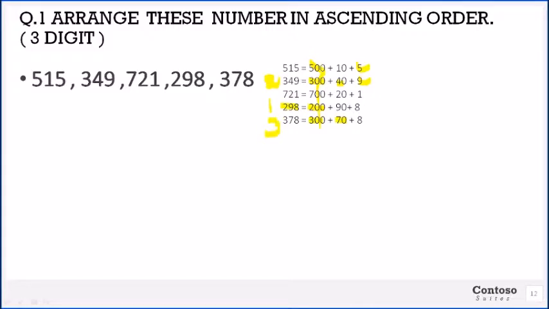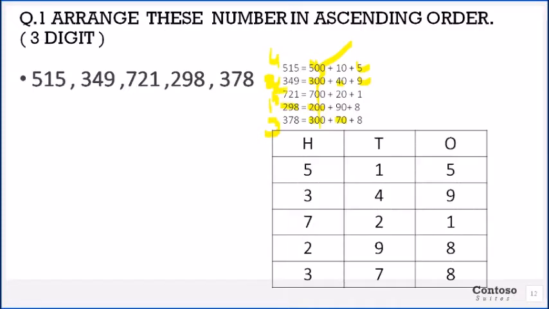And now there are two numbers left, that is 500 and 700. Among 500 and 700 we know 500 is the smaller one and 700 is the larger one, so 500 will come in the fourth position and 700 will come in the fifth position. We can arrange them in proper order.